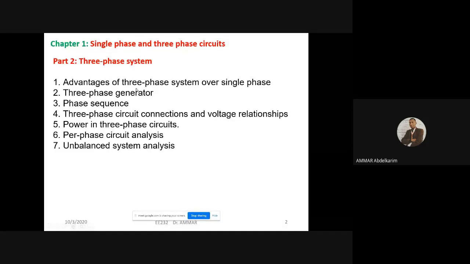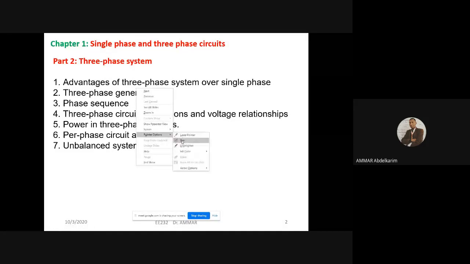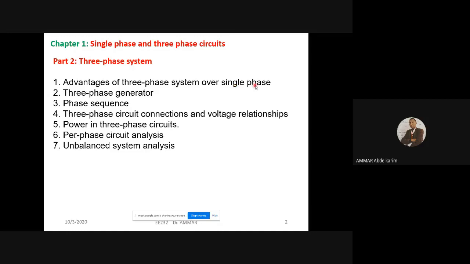So the points in this part: we have the advantages of three-phase system over single-phase, three-phase generator, the phase sequence, three-phase circuit connection and voltage relationship, power in three-phase circuit, per phase circuit analysis, and unbalanced system analysis.